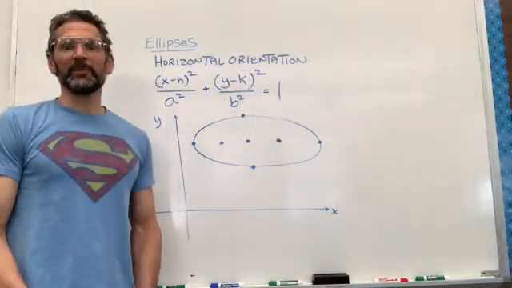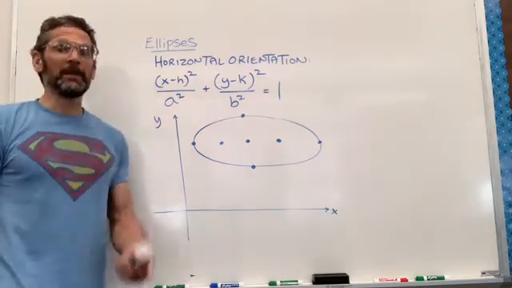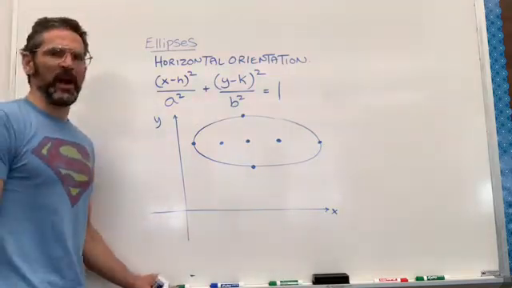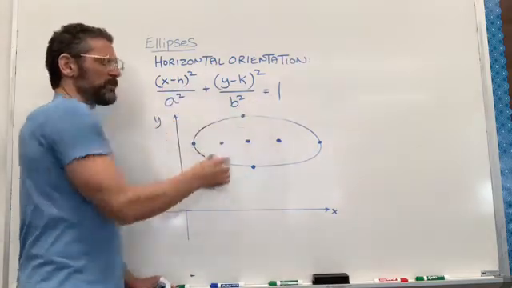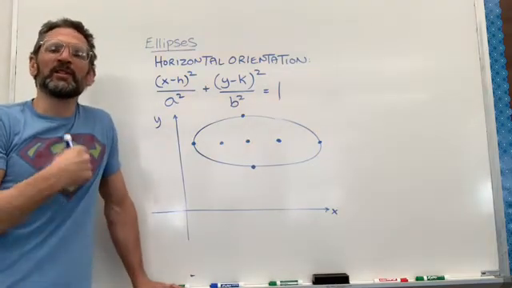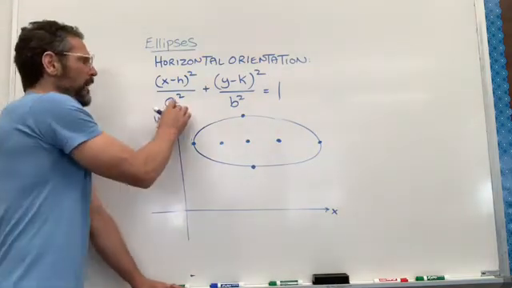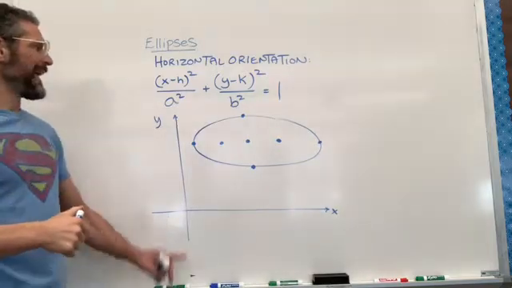Let's look at an ellipse with a horizontal orientation. Remember, with ellipses, it's the size of the denominator that matters. X minus h squared plus y minus k squared equals 1. The numerators alone would make one think that this is a circle with radius 1. However, we complicate matters by dividing by two different denominators.